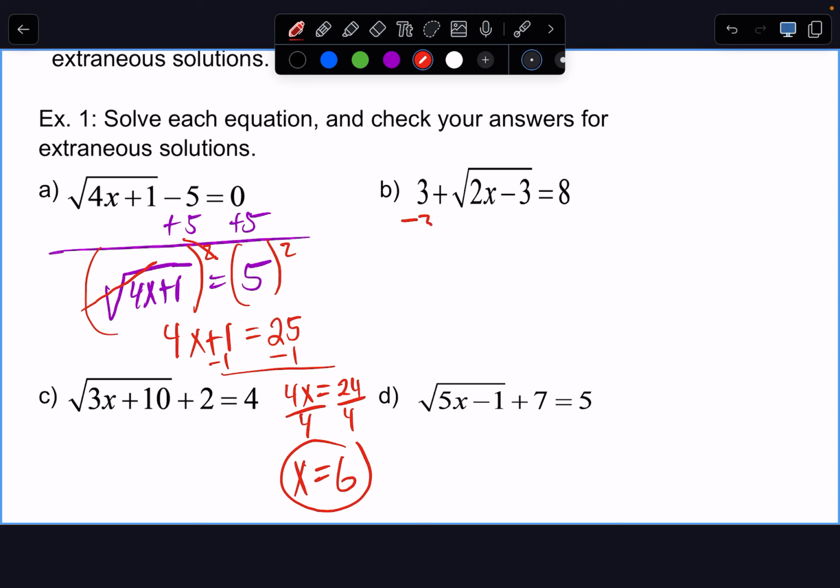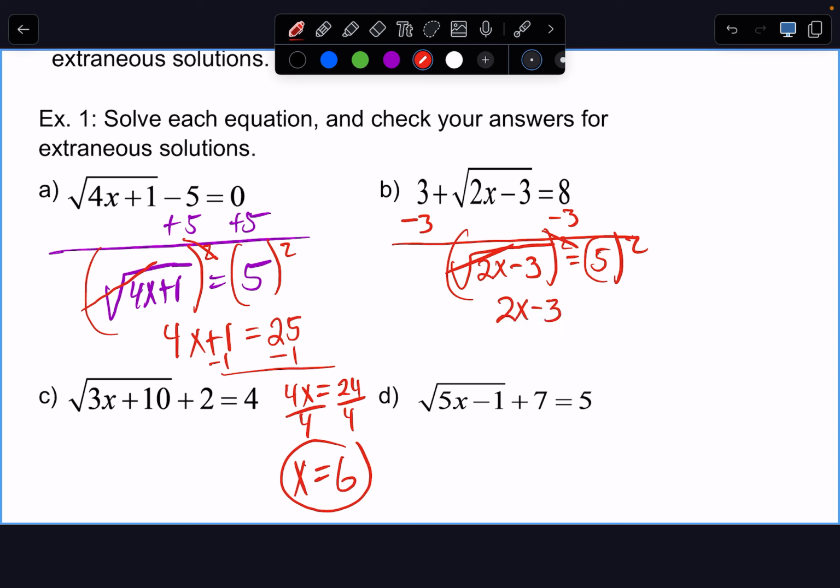Let's look at B. Subtract 3 from both sides. Now I got my radical alone. We'll square it. The square root and the power of 2 cancel. Going to add 3 to both sides. 2x equals 28. And x equals 14. Let's go.